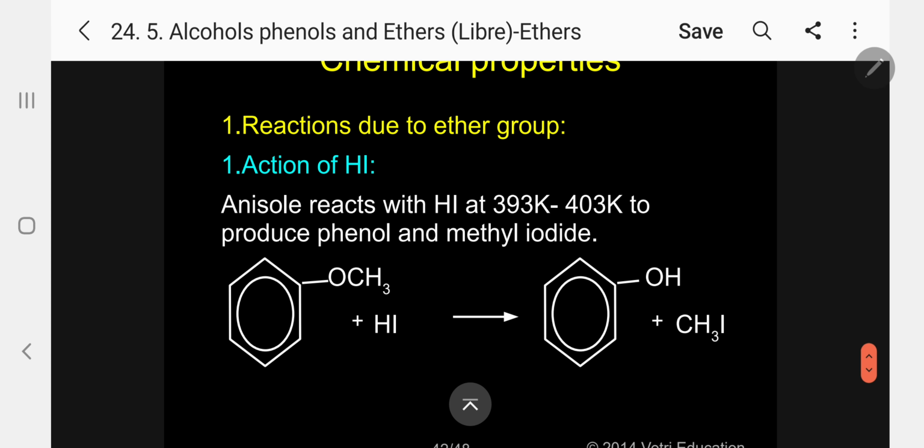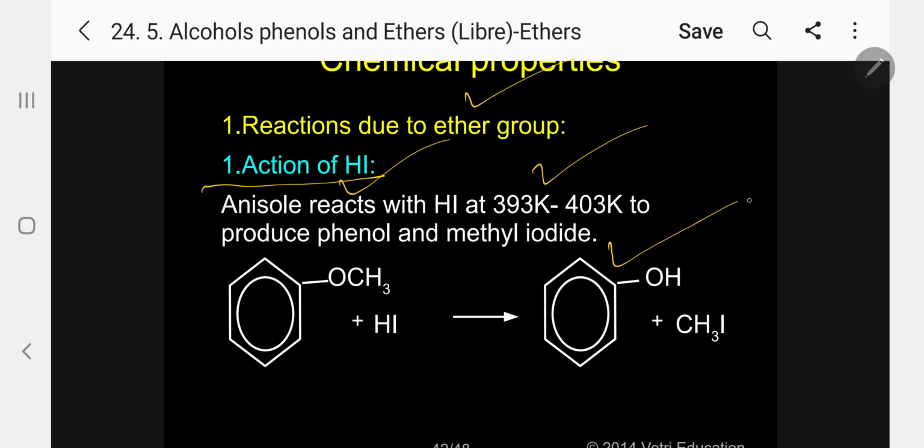First, let me say, reaction due to the ether group, action of HI, we have already seen. With one molecule of HI, anisole reacts at 393 Kelvin to 403 Kelvin to produce phenol and methyl iodide. Please follow. So preparation of phenol can be done with the help of anisole.